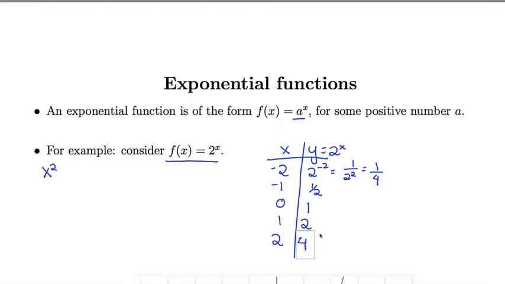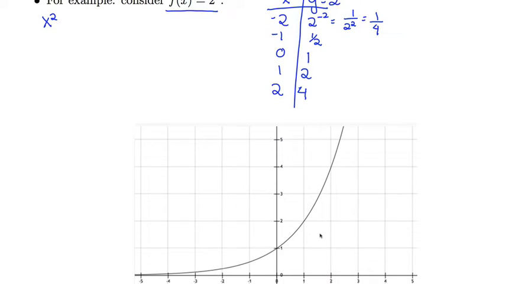Let's plot these points. So x equals negative 2, y equals a quarter; negative 1, a half; 0, 1; 1, 2; 2, 4. I get this graph that starts very small and then after 0 gets big really quickly. Why is that happening? Notice a few things here.